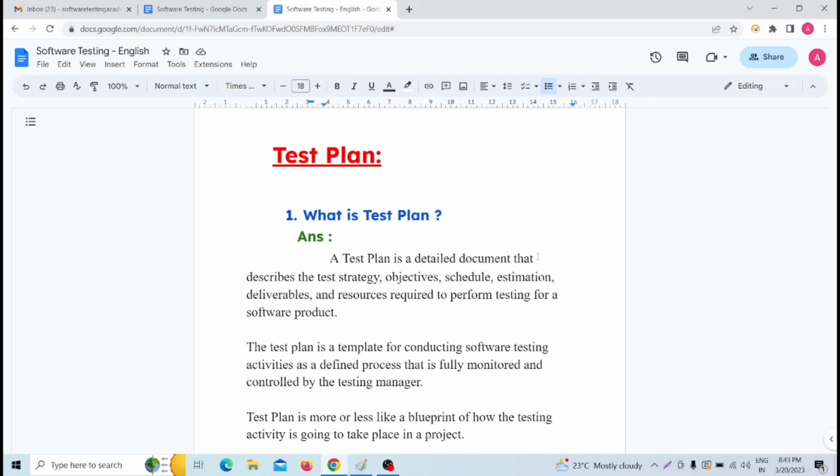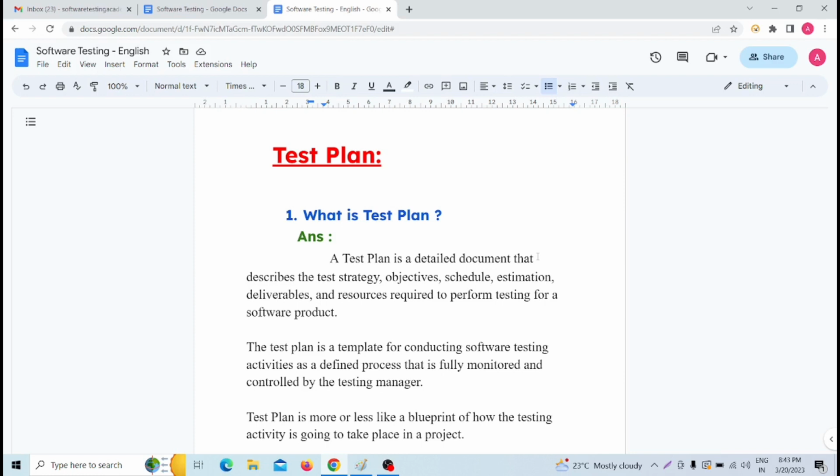Take one real-time example. Suppose you want to make any food item. You want to cook. Then for that purpose, you have to make one plan of how many ingredients you want to put in that food for better quality or better taste. So whatever we do, we have to make one plan.